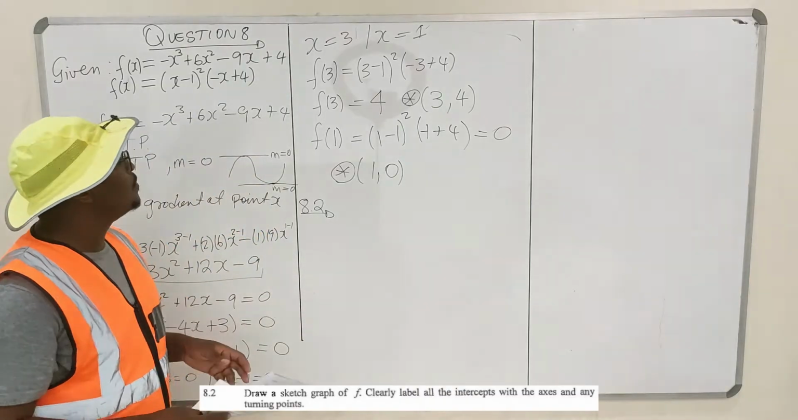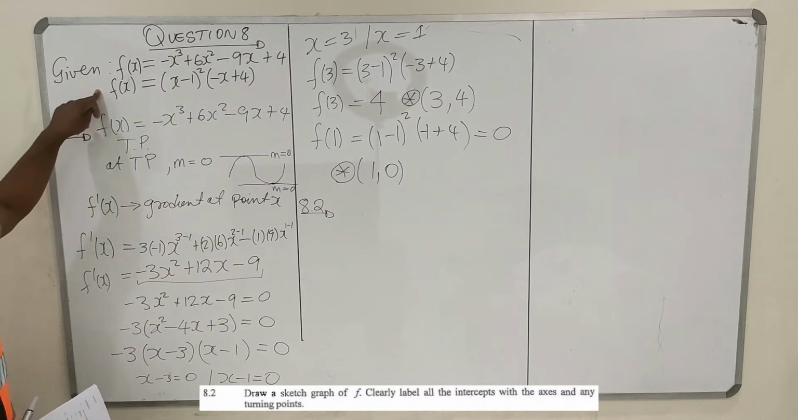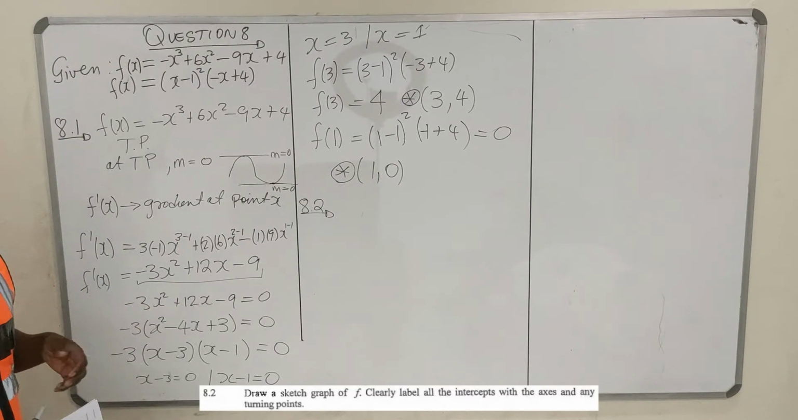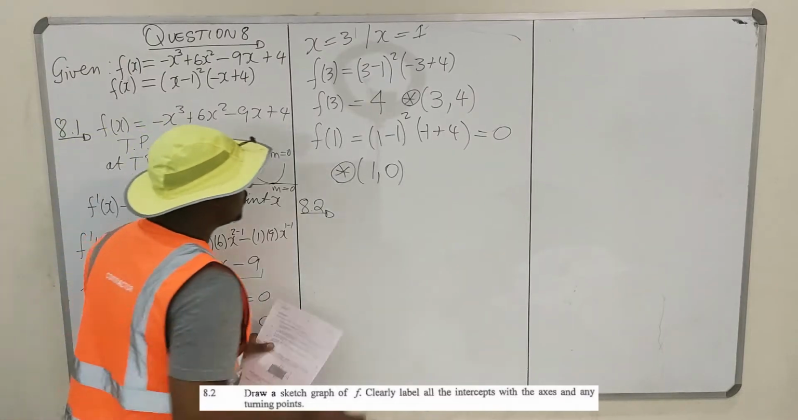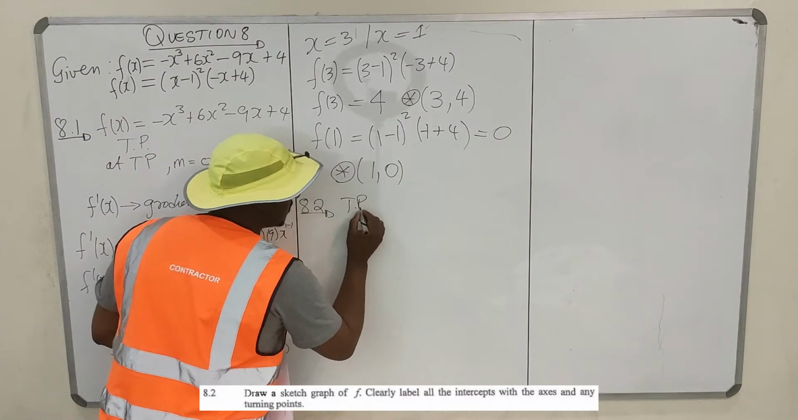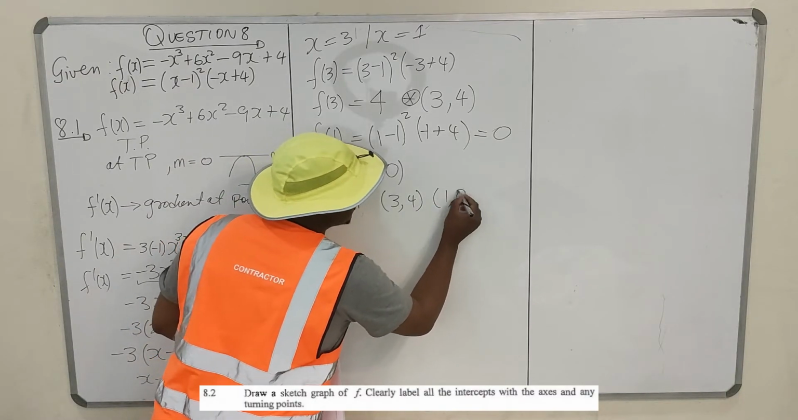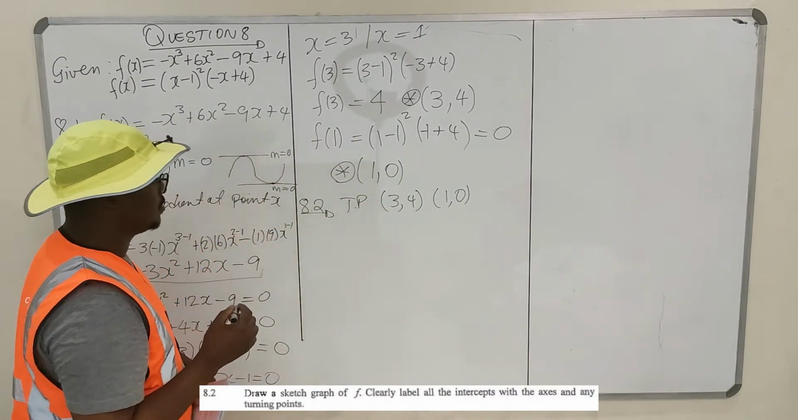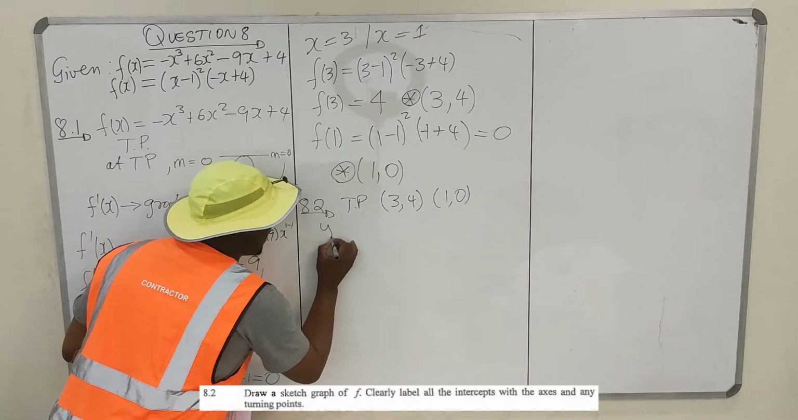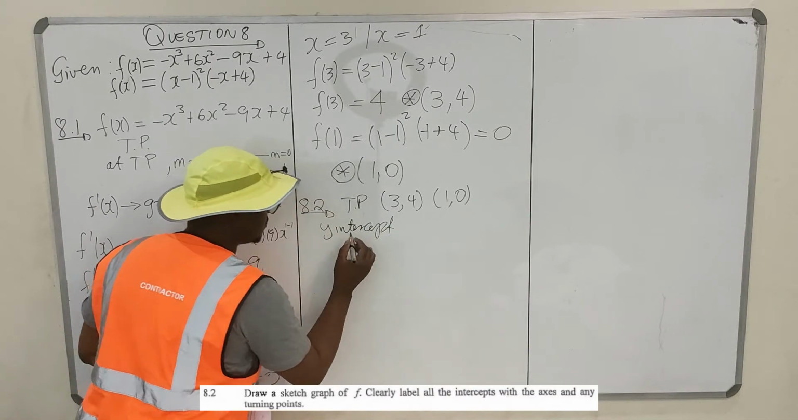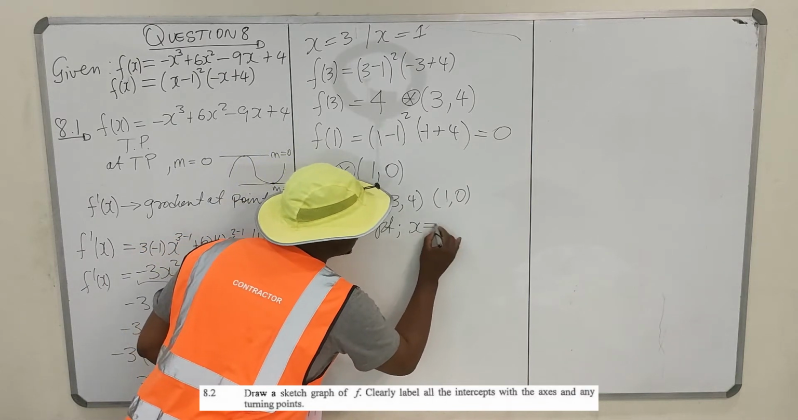So they want you to sketch this function and label all the intercepts with the axes, and the turning points. You know the turning points are at 3 and 4, and 1 and 0. So these are the turning points. For the y-intercept, where your graph cuts the y-axis, you know that x is equal to 0.